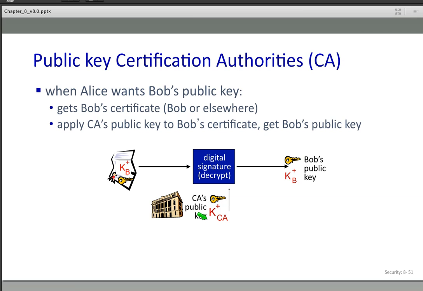Bob and the pizza delivery will go to the court. Oh, court, he says that this is my order, but it's not. The court will ask the CA: okay, CA, this is the signed certificate of Bob. It seems that you issued this certificate. Is it correct or no?